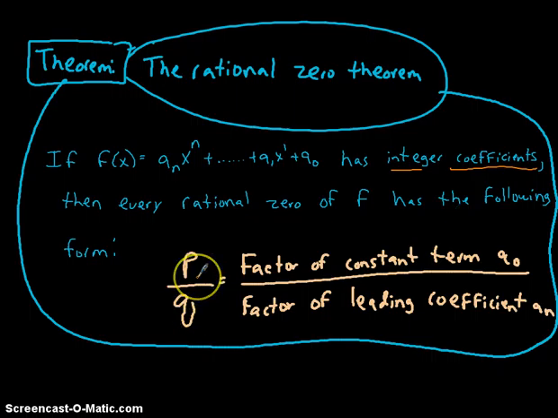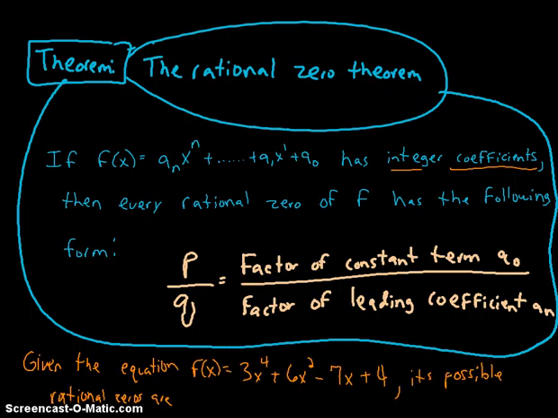Some fraction, which may reduce to a whole number, but generally some fraction, where the factor of the constant term, a sub 0, is divided by the factor of the leading coefficient. So basically what I mean is this. I'm going to give you a polynomial. I'll just write it out. So given the equation f of x equals this polynomial, its possible rational zeros are, ready for this?